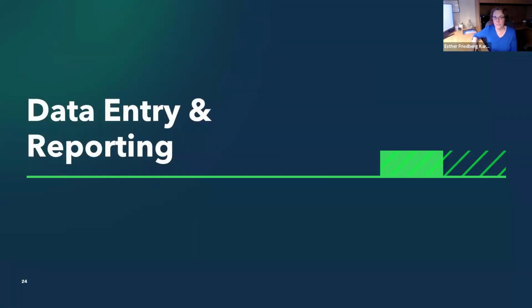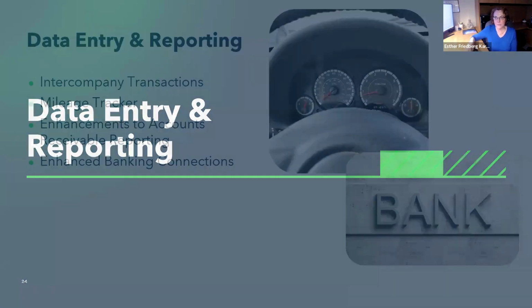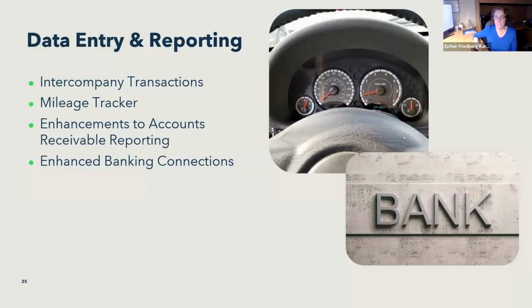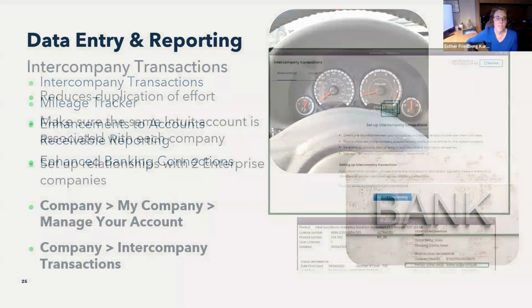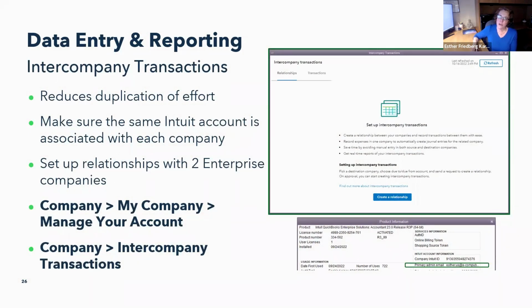Our next grouping of new and enhanced features is data entry and reporting. There are 4 enhancements in this grouping: the intercompany transactions, mileage tracker, enhancements to accounts receivable reporting, and enhanced banking connections. Intercompany transactions are, in my opinion, the biggest wow of the bunch here, although I believe there's more development to come on this feature. Now, as many pro advisors know, Enterprise is used most often by larger clients, including those that have multiple legal entities that have intercompany funds going back and forth among them.